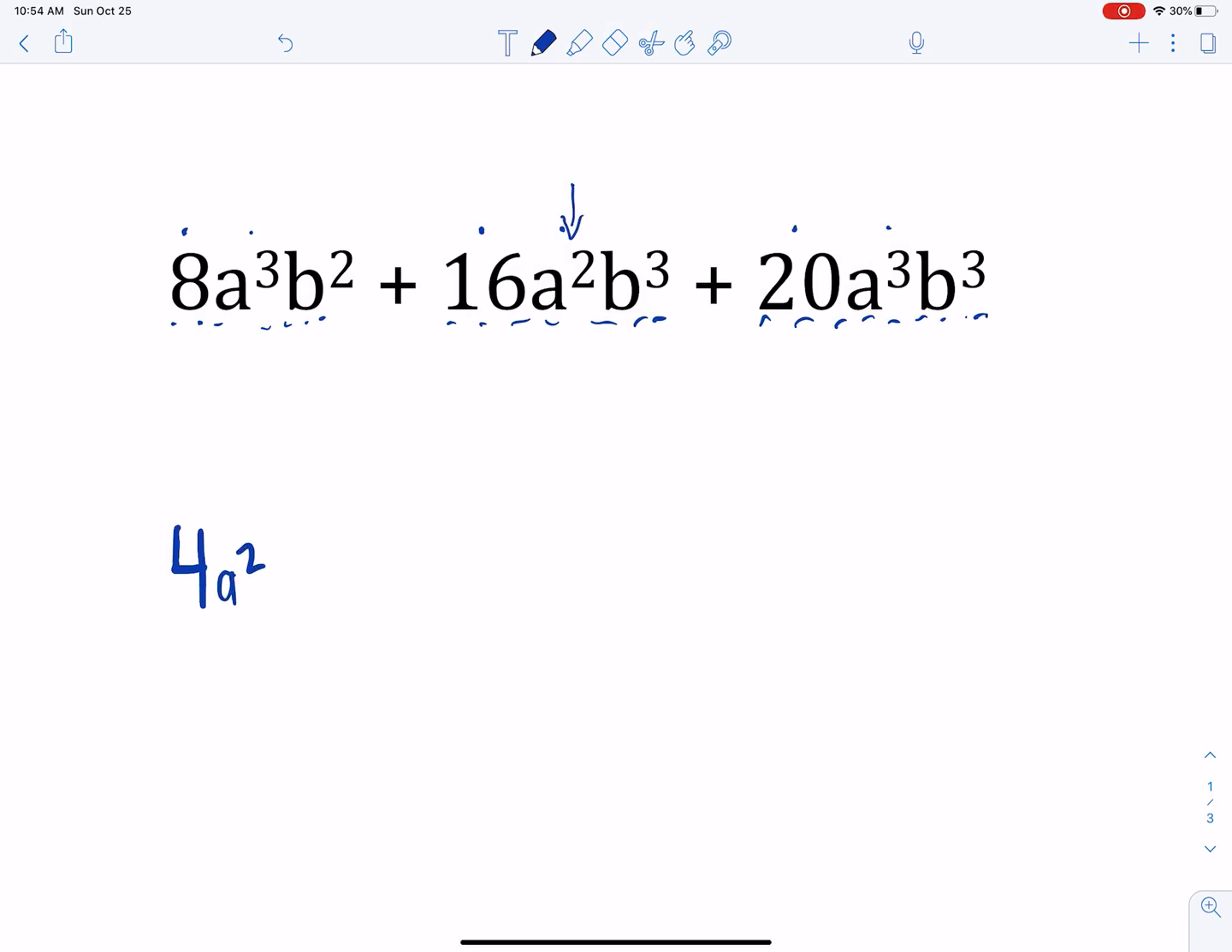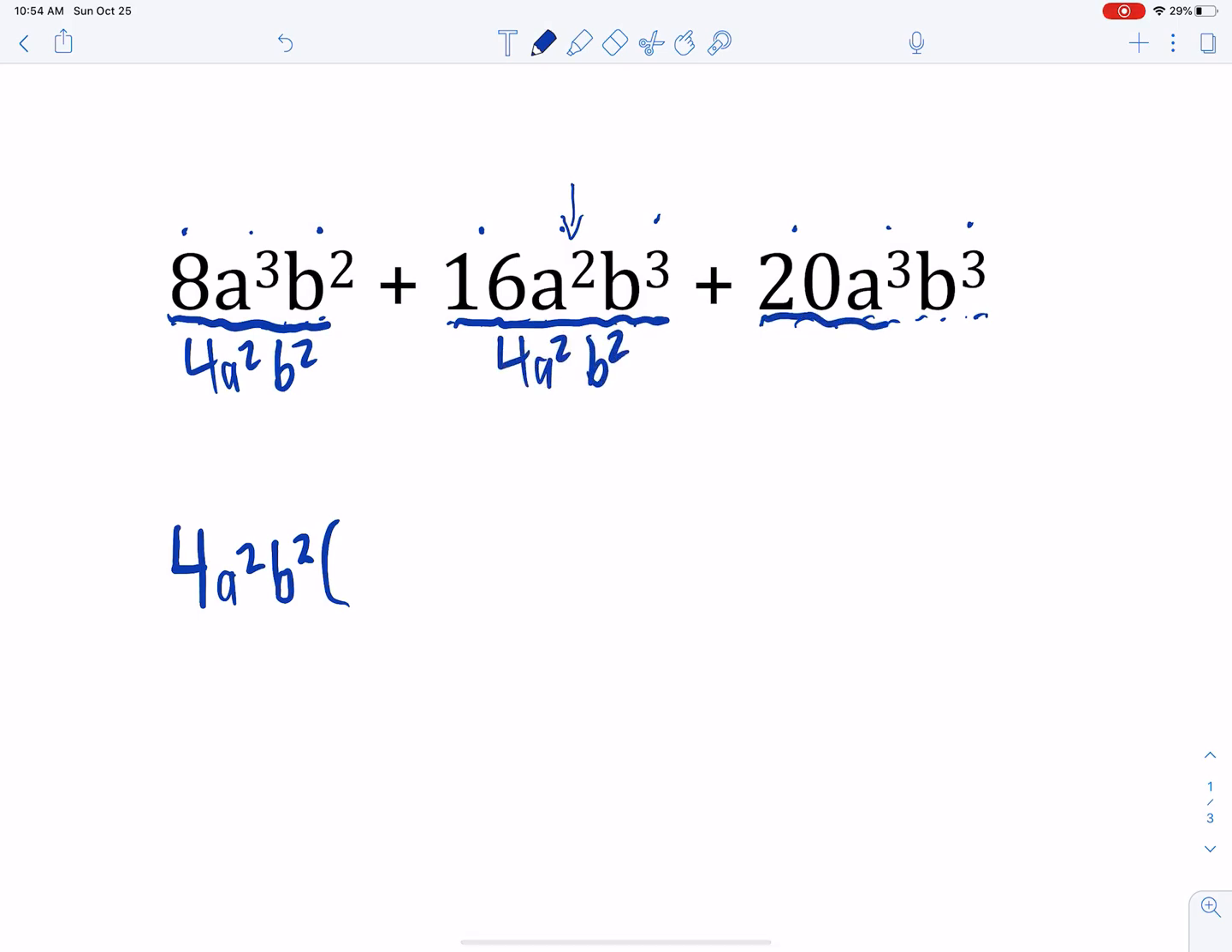Next, looking at the b's, we have b squared, b to the third, and b to the third. There is a b in every term, and we're going to factor out the smallest power, which is b squared. So to figure out what's left, we divide every term by what we're factoring out. In this case, we're dividing every term by 4a squared b squared.